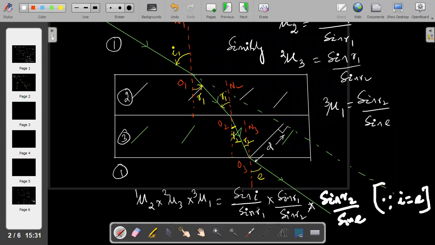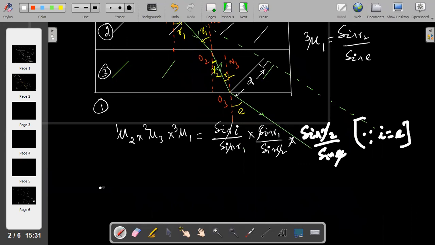So what will happen? This gets cancelled out. All are getting cancelled out. So what you're going to get? You're going to get 1. So mu 1 2 into mu 2 3 into mu 3 1 is always equal to 1.